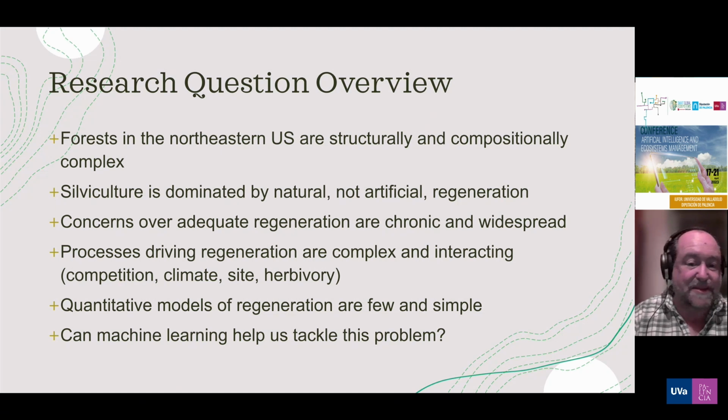But, or perhaps because of that, we really don't have good quantitative models of tree regeneration. And the ones that we have are very few, they're very simplified, and they tend not to capture important dynamics. So maybe there's a role for machine learning here. We actually have quite a bit of data. Can we turn the computer loose? Can we let the computer discover patterns that would help guide our understanding and our management? That's really where we want to go today.